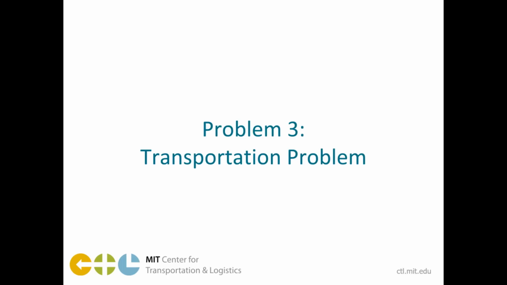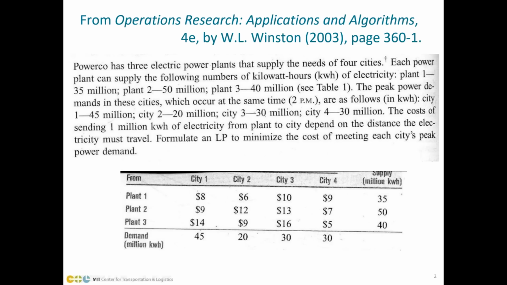Okay, the next problem that we will solve is a transportation problem, a very simple transportation problem. Let's see what the problem is. It's also taken from Winston, and this is really a power transmission problem, but the logic is the same whether you're moving electricity or water or boxes of cereal. You are moving things from a point of origin to a point of destination, and there is a cost for moving it.